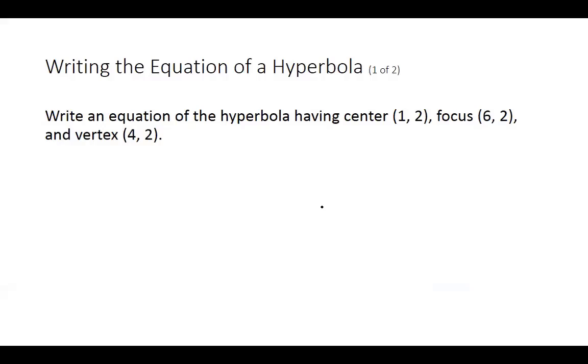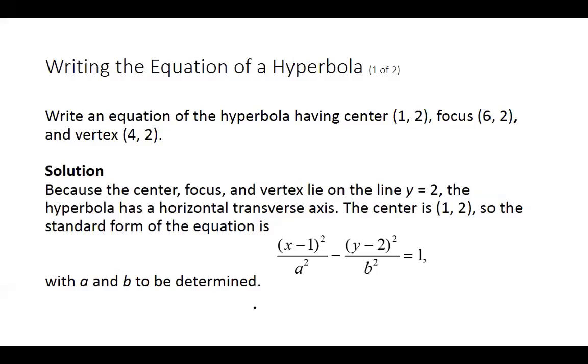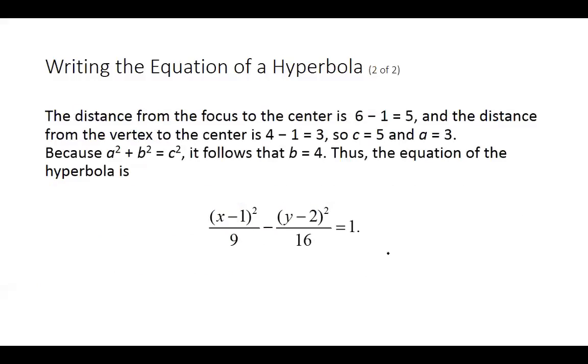Again, this would be a good time to pause the session, see if we can get started with this before we look at the solution. Because the center, focus, and vertex lie on the line y is equal to 2, the hyperbola has a horizontal transverse axis. The center is 1, 2. So the standard form of the equation is x minus 1 squared over a squared minus y minus 2 squared over b squared equal to 1. So we can substitute the values here. We know the values of a and b.